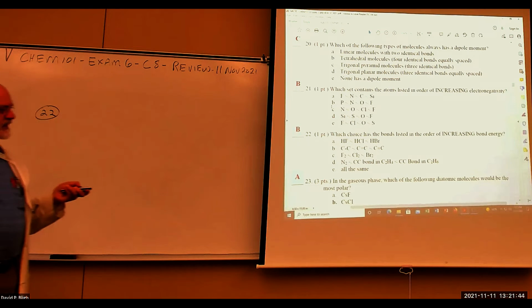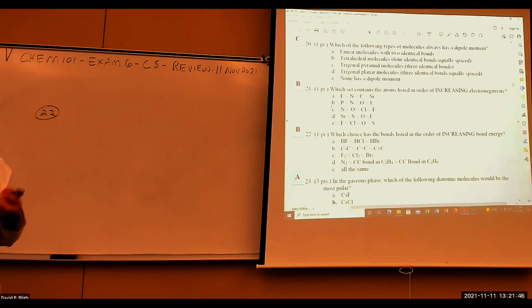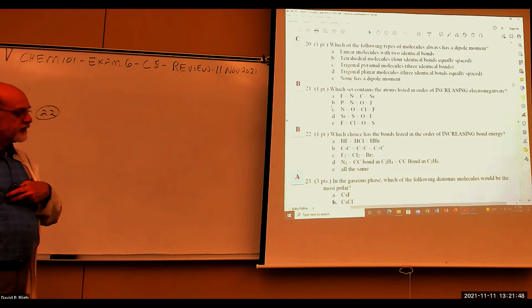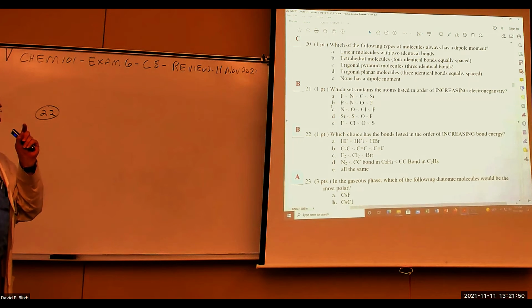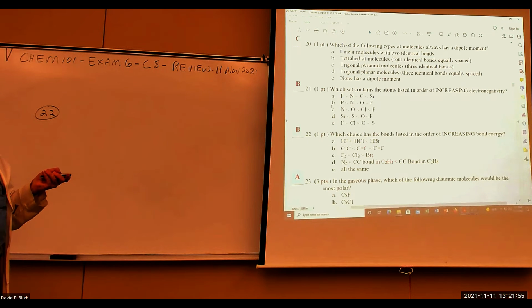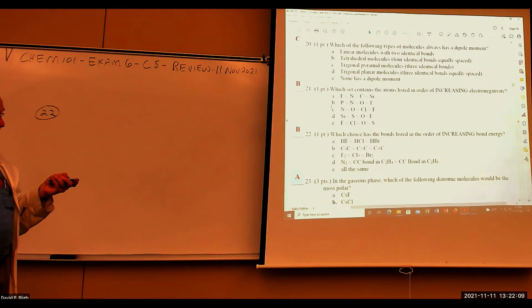Which choice has bonds listed in order of increasing bond energy? This one focuses on increasing bond energy. This one would be the strongest bond energy here for the same reason that dichlorine is, simply because of the distance between them. This one you start to get repulsive forces. So this one should be switched with HF. This one we've already talked about. That's in the wrong order.